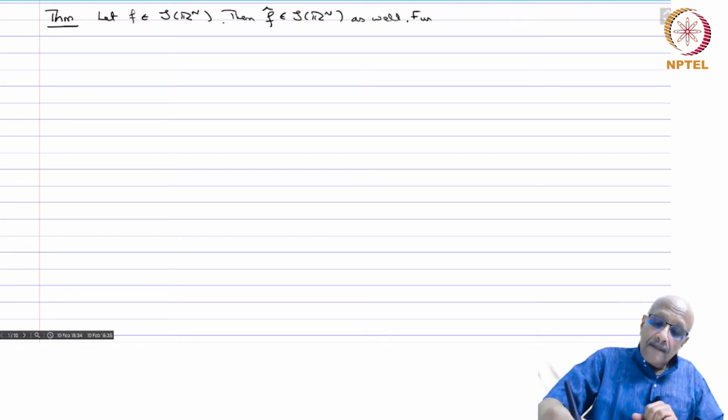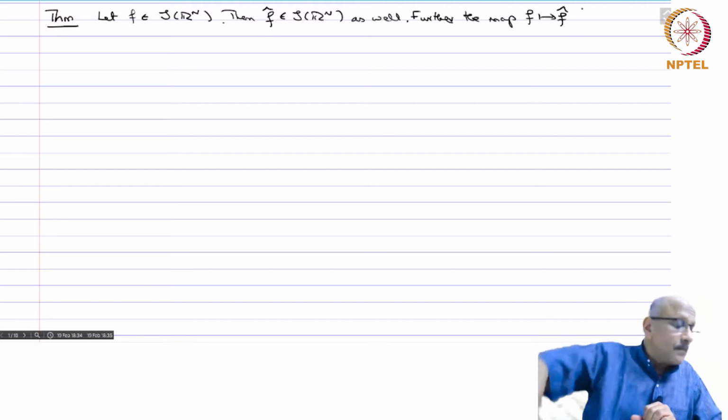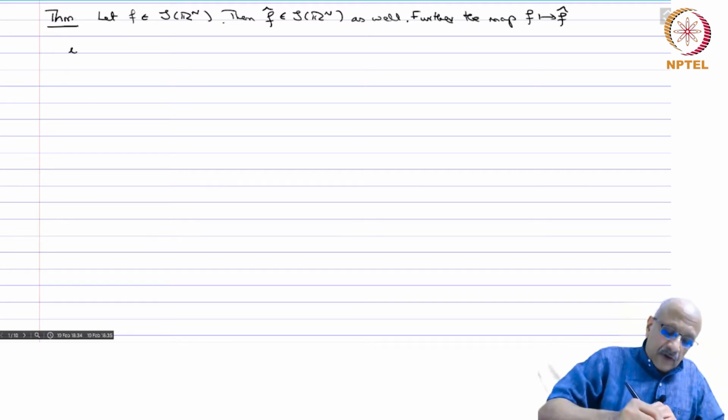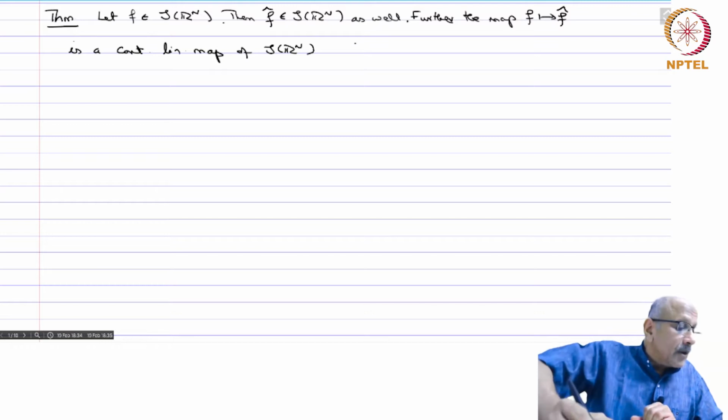Further, the map f going to f hat is a continuous linear map of S of Rn into itself.